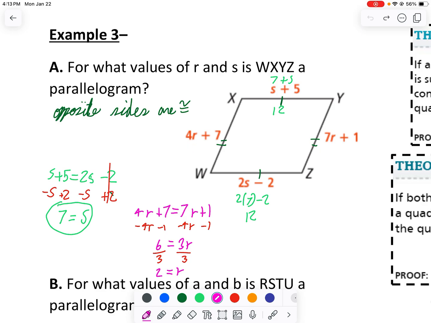4 times 2 plus 7, which is 8 plus 7, that's 15. 7 times 2 plus 1, which is 15. Okay, again, we didn't have to plug it in because we knew that they were congruent. The second time, once we got the first one, we knew that this was going to be 15.